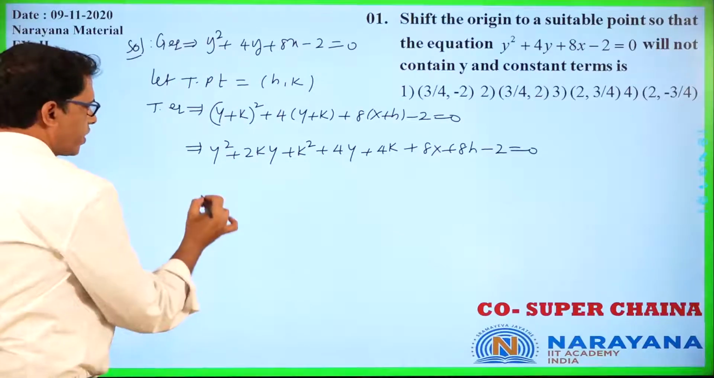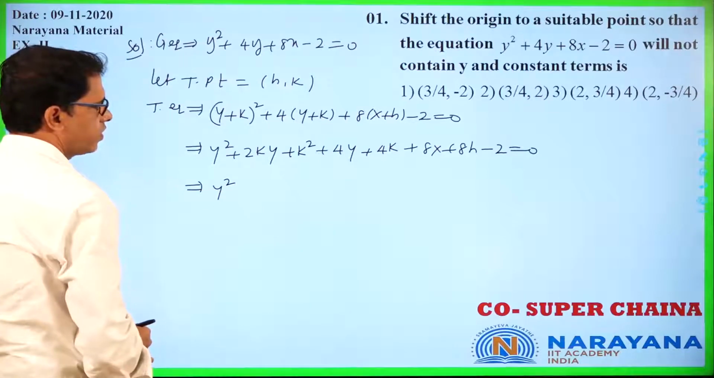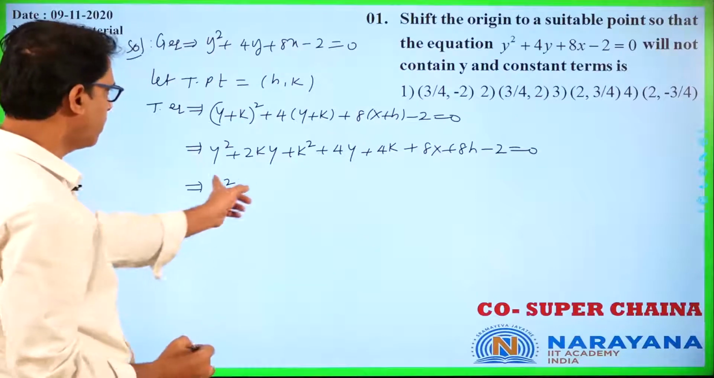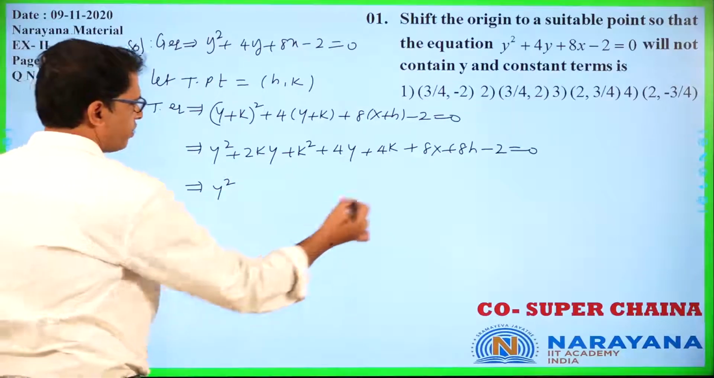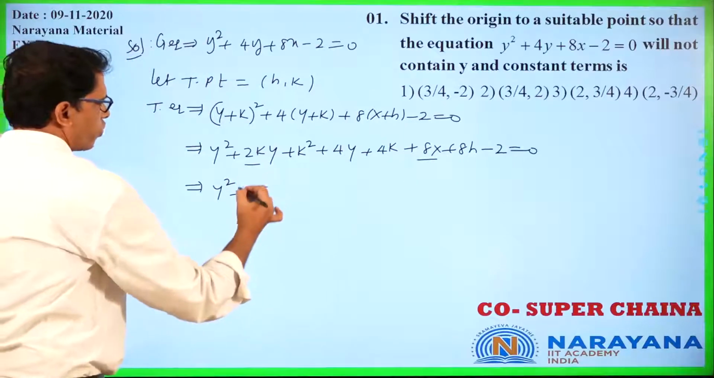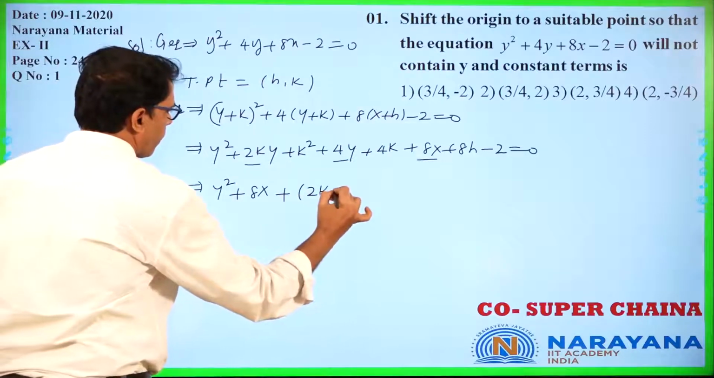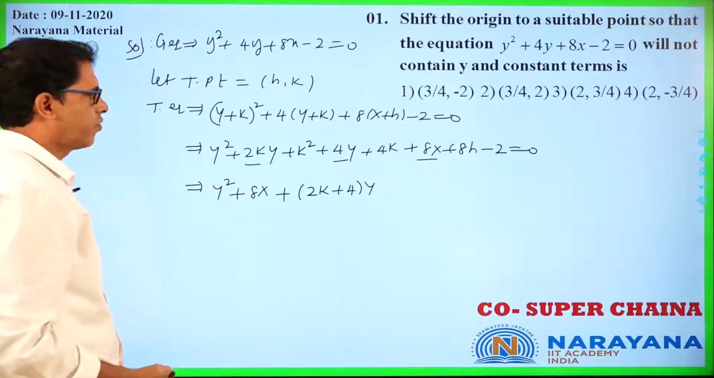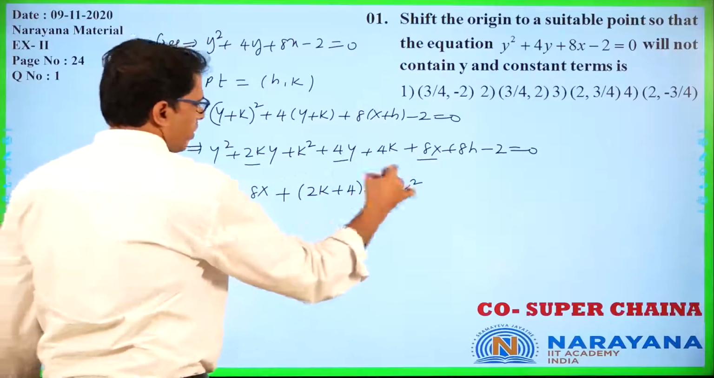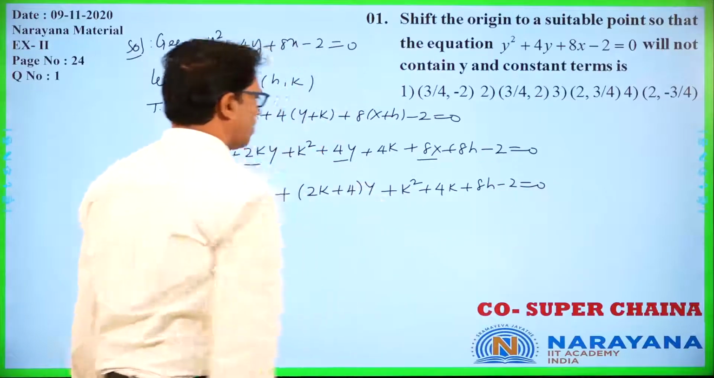Now put in order. First the y square term; the x square term is not there. Then the x term, which is 8x. Then the y terms, 2ky and 4y. Taking y common, (2k plus 4) whole into y. Then the remaining terms are constants: k square plus 4k plus 8h minus 2 equals 0.